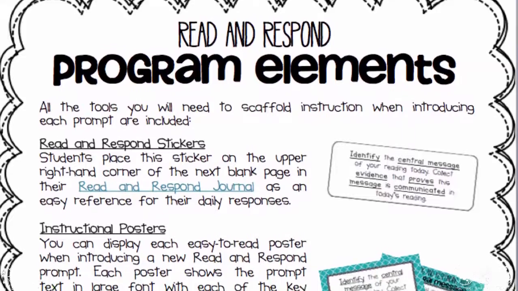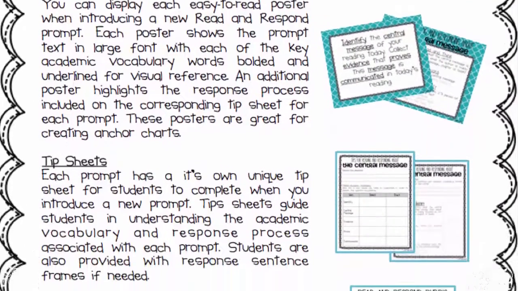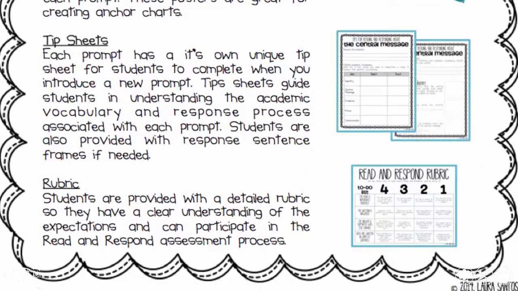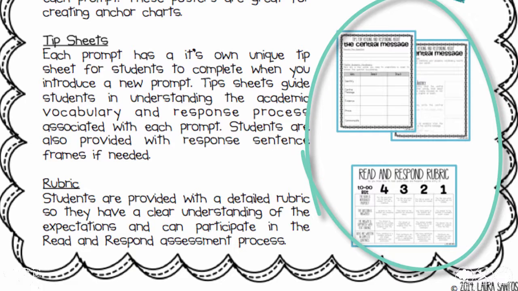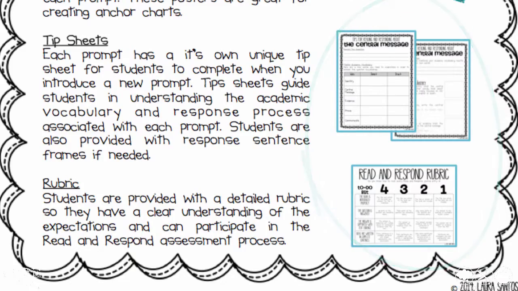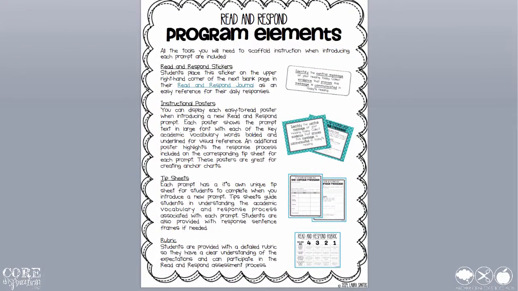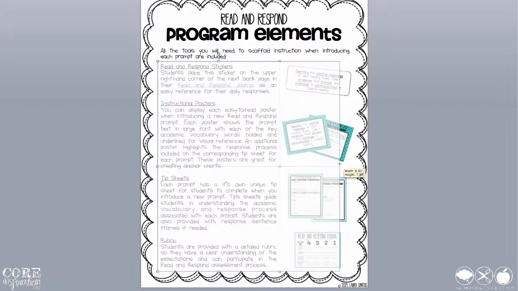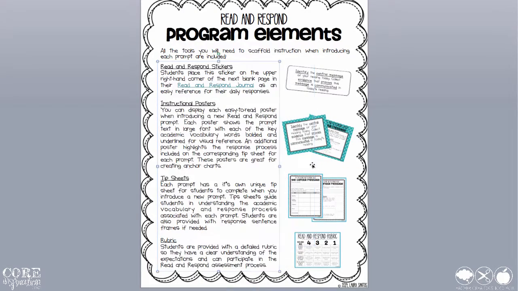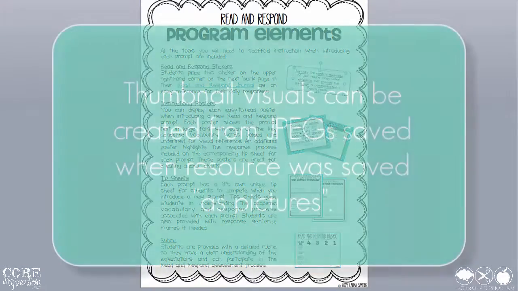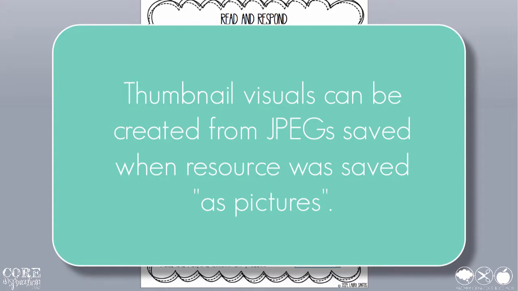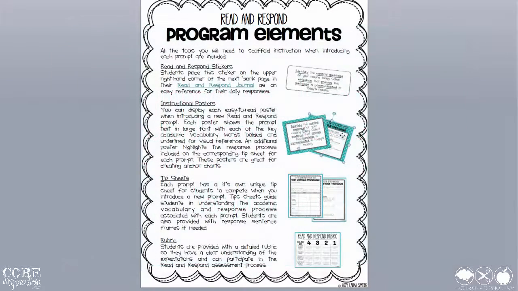This page gives a specific description of each element included in the resource. Next to each element, I include a small visual. This makes it easier for the customer to understand exactly what I'm referring to. My preferred format for this page is 2 columns. The description itself in a text box, which I can resize easily, and the thumbnails, which I have gathered from the JPEGs I created when I saved the resource as pictures.